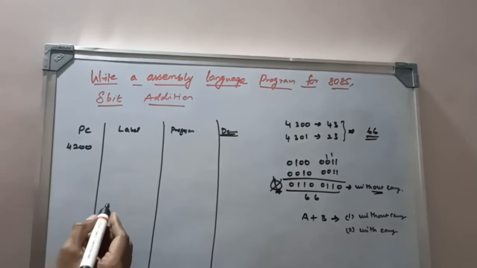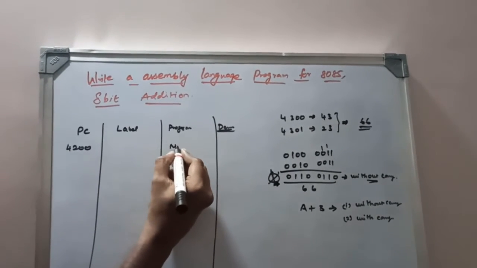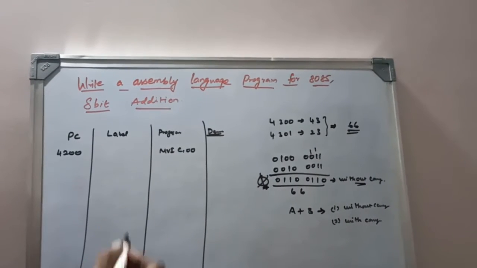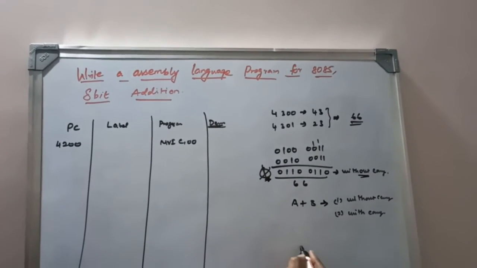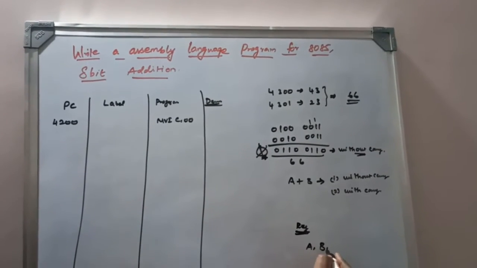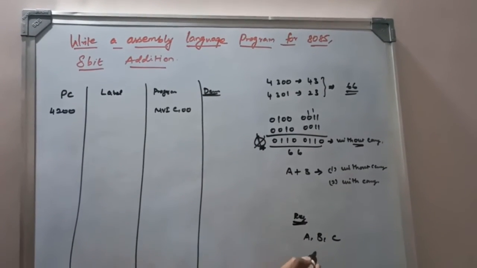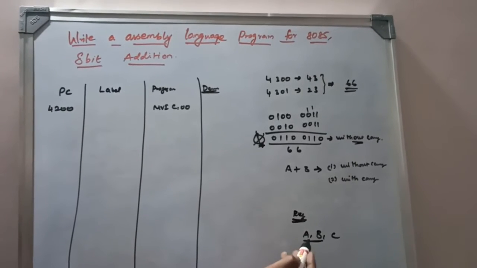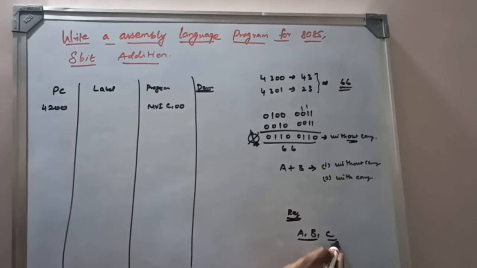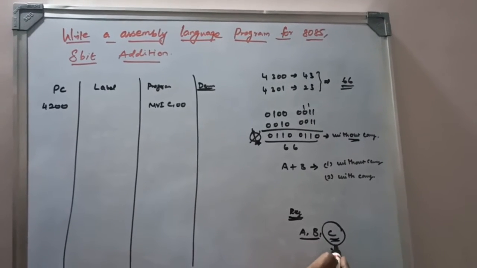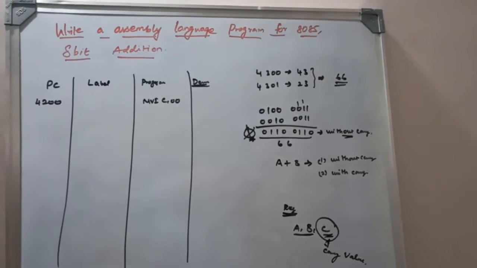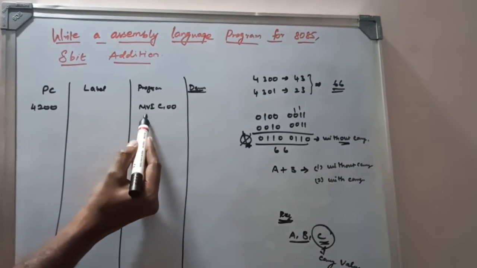In this address location, first you take MVI C, 00. In this addition you can use 3 registers: A register, B register and C register. The A and B registers hold the two 8-bit data for the addition, and the C register holds the carry value. So first initialize the C register.